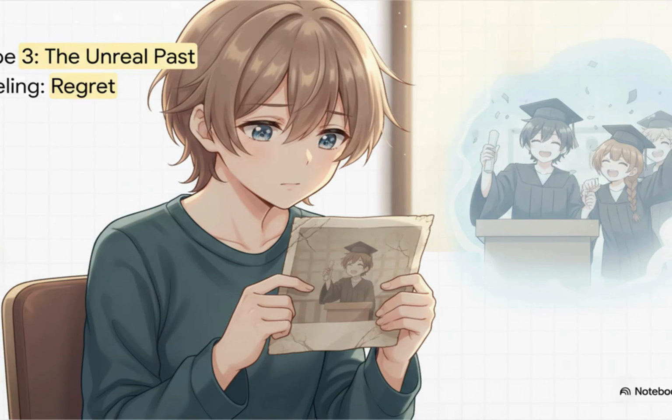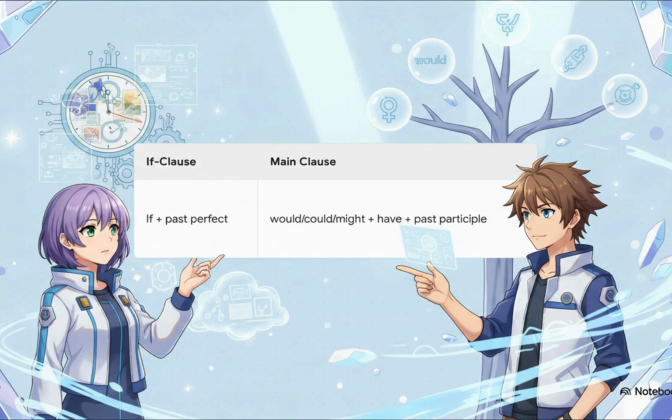And now for our last main type, and trust me, it's a powerful one. Type 3, the unreal past. This is how we look back at something that's already over and imagine a totally different outcome. This is so often the language of regret. Okay, I know this one looks a little complicated, but it has a perfect logic to it.